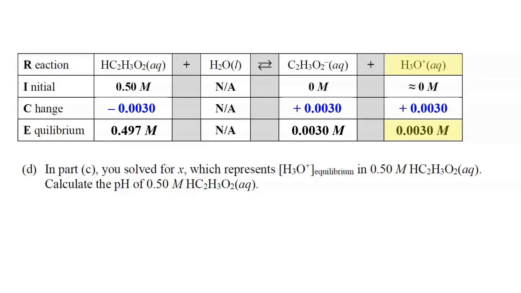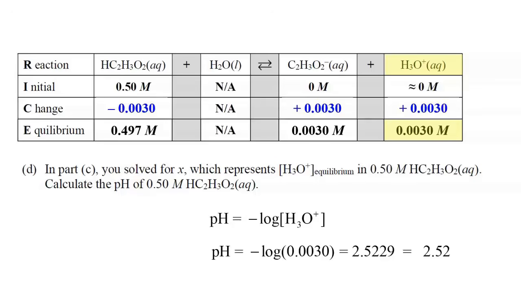Calculate the pH of 0.50 molar acetic acid. How do we calculate the pH if we know the concentration of the hydronium ion? We're going to take the negative log of the concentration of the hydronium ion. So the negative log of 0.003 moles per liter is equal to a pH of 2.52.